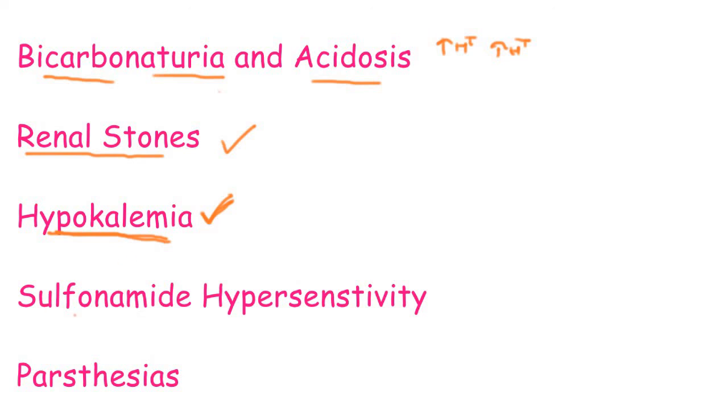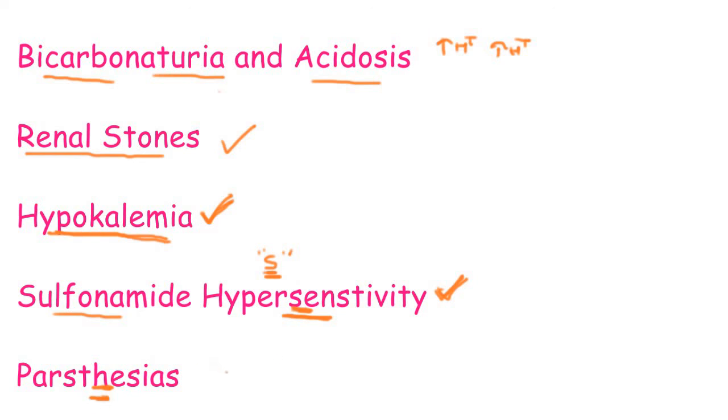The next side effect is sulfonamide hypersensitivity. So sulfonamide hypersensitivity is a phenomenon which occurs whenever we administer a drug to patients who are genetically susceptible, and these drugs should have a sulfur within them. So whenever sulfur containing drugs are administered to some patients, they may develop a hypersensitivity phenomenon which is called sulfonamide hypersensitivity. Then next we have paresthesias.